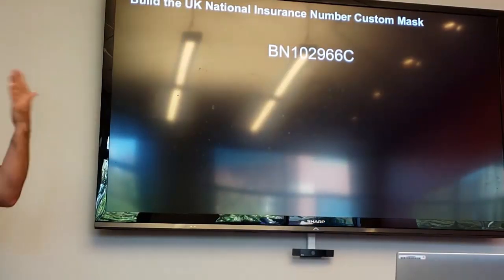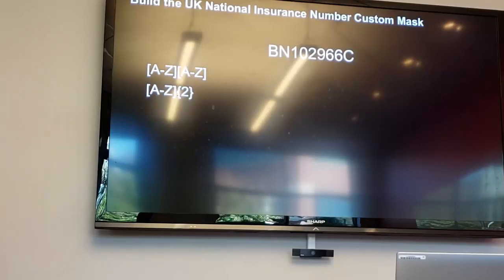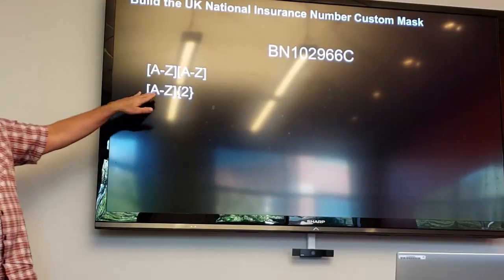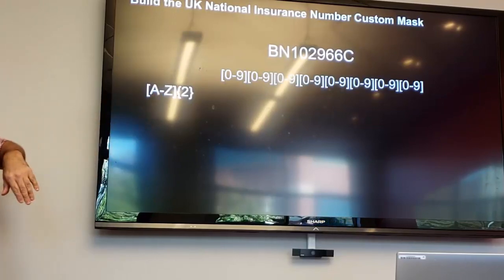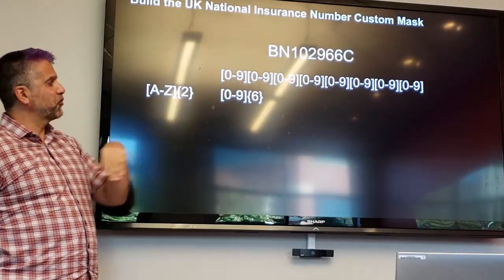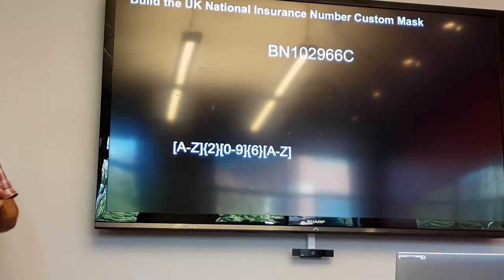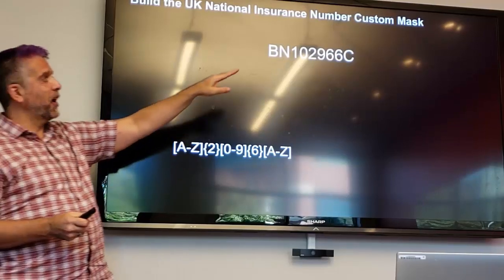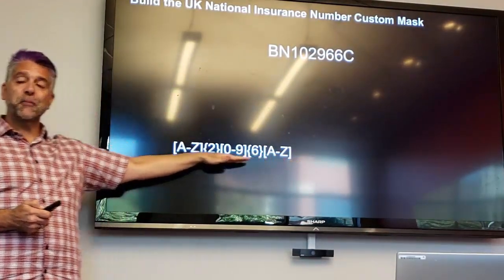So let's build that UK National Insurance Number custom mask. That was an example of it. So, the first part of it, we could use either of these two. Any letter followed by any letter, or any letter twice. These two represent the same thing. And then I've got six numbers. It's going to look very similar. I like this better, by the way. It's cleaner. For six numbers, I could do this, 0 through 9, 0 through 9, 0 through 9. Or I could do this. Which one do you think is better? Second one, sure. And then finally, any one letter. Boom, boom, boom, that is the custom mask to identify any UK insurance number as long as it follows that format. That's what our regular expression custom mask will look like.